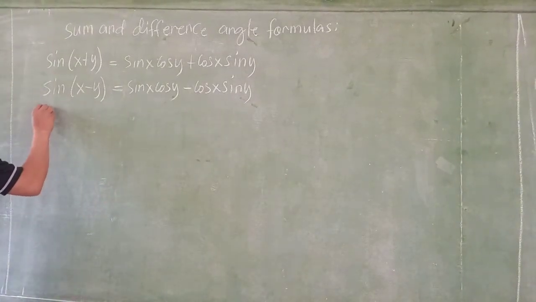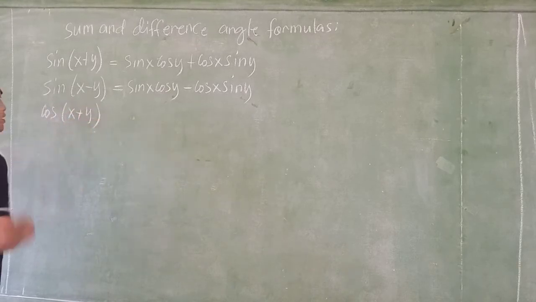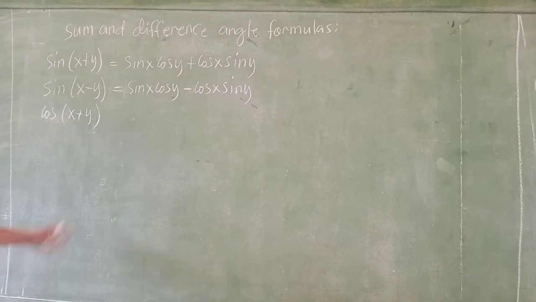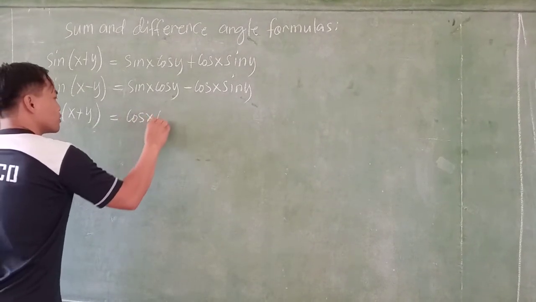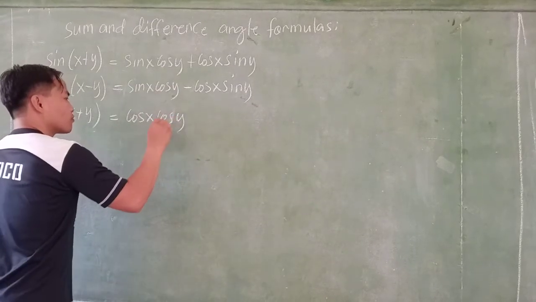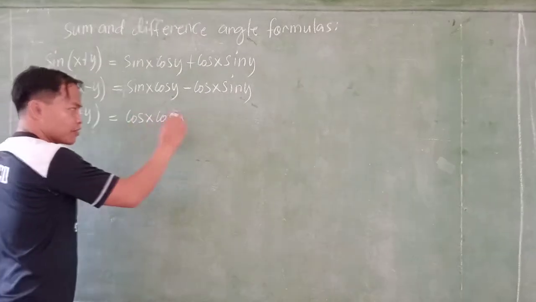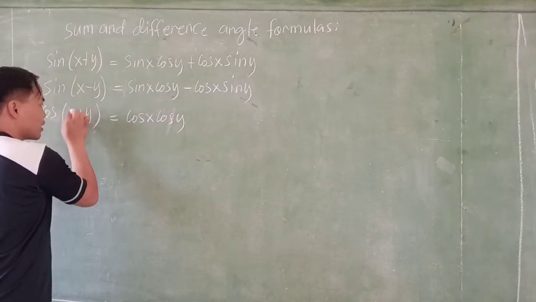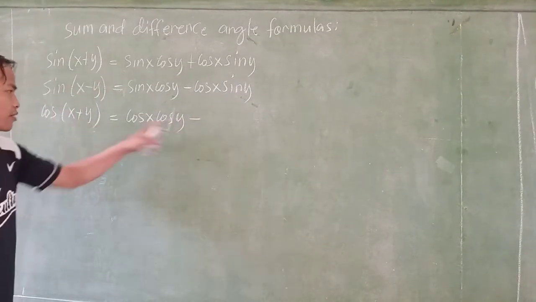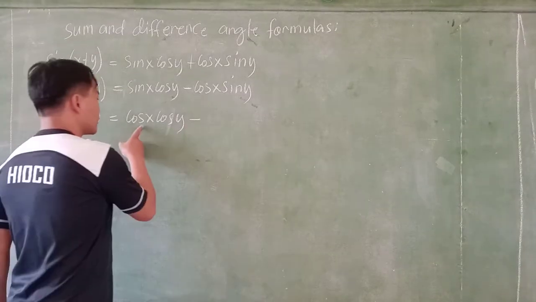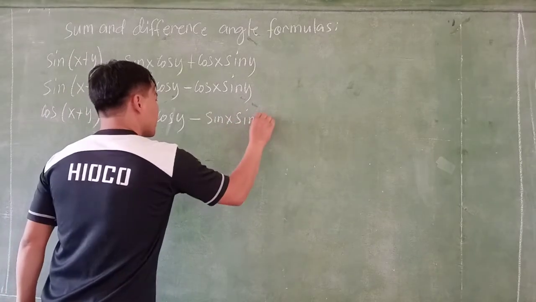Another one is cosine, cos of x plus y. To simplify, this is equal to cos x cos y. If this is positive, the middle term takes the opposite sign to the original one. So it becomes negative: cos x cos y minus sin x sin y.